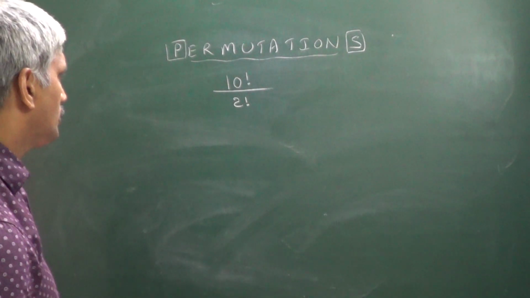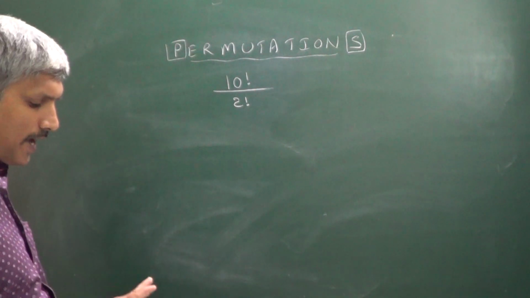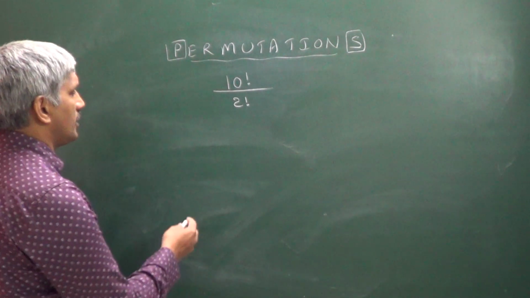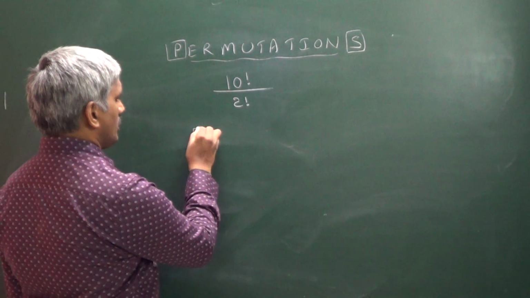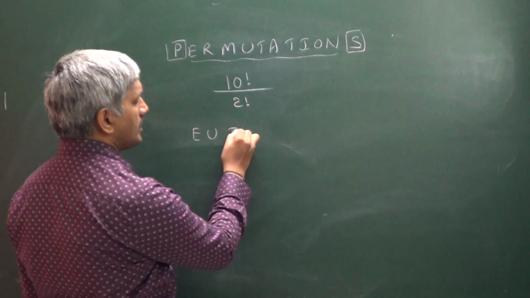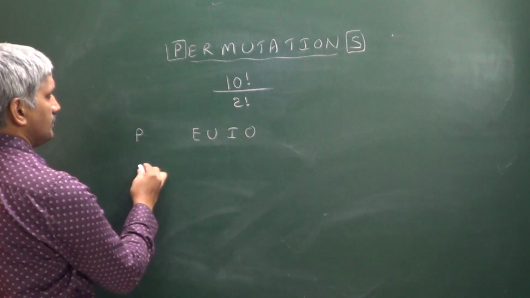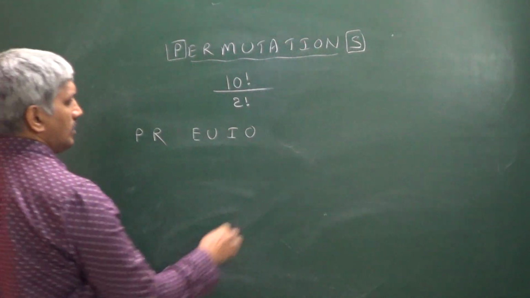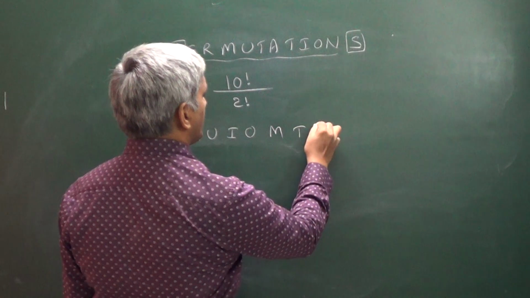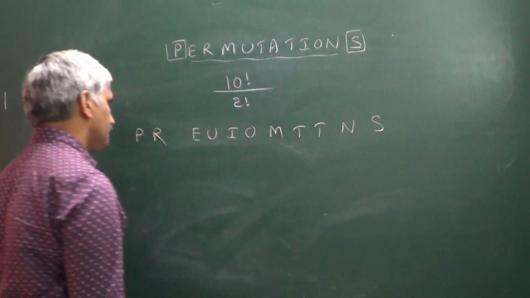Okay. Next he is asking for the number of ways such that the vowels should come together. What are the vowels here? E, U, I, O. The other letters are P, R, M, T, again T, N, and S.